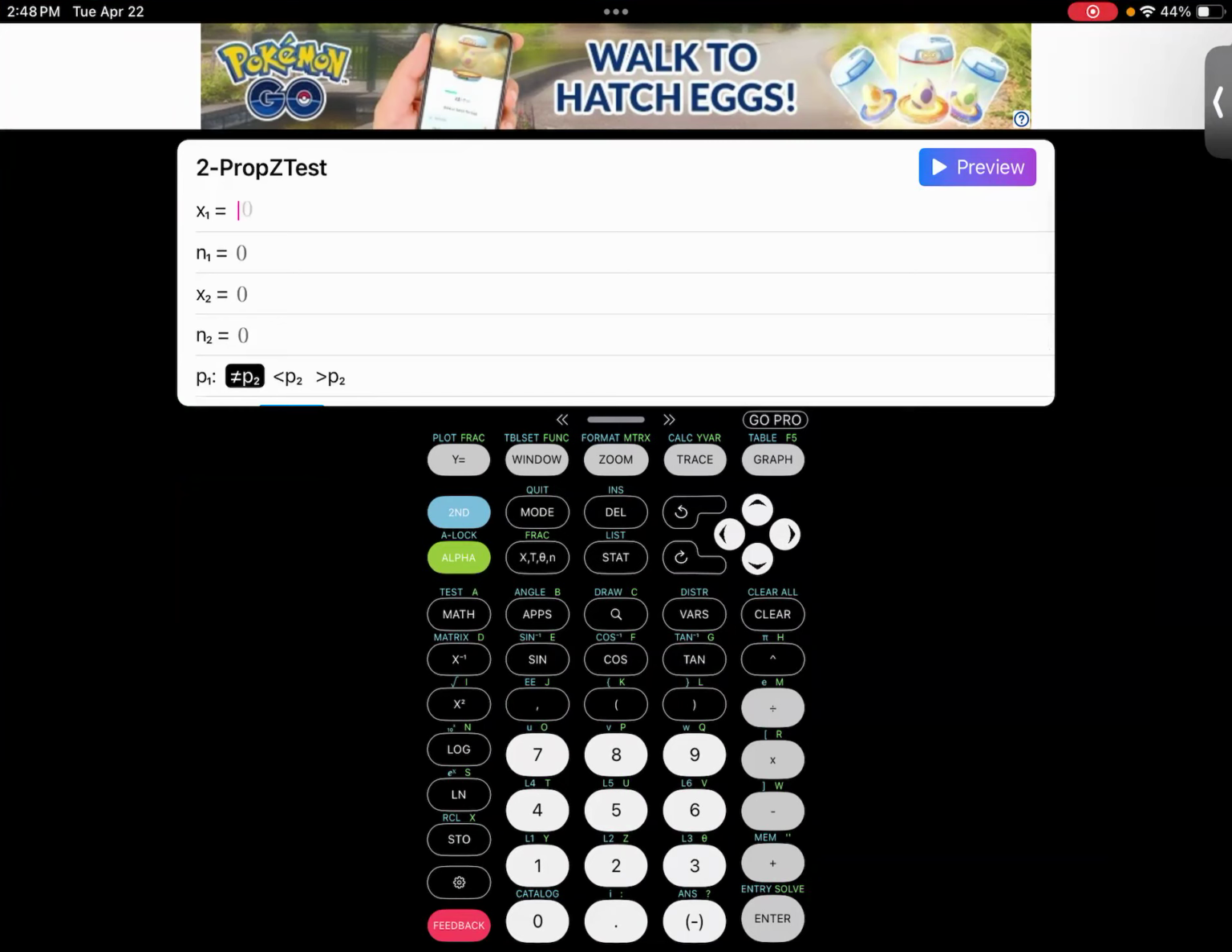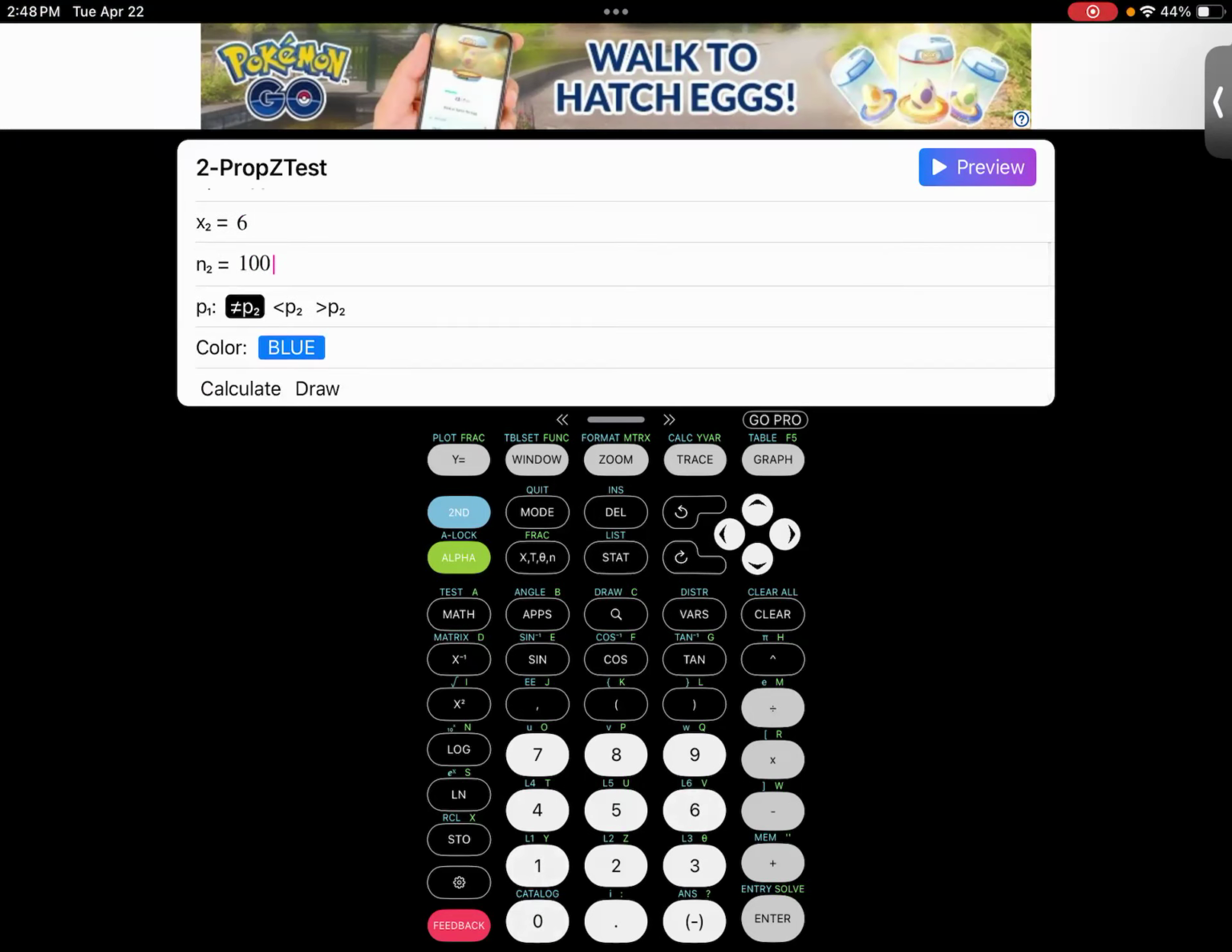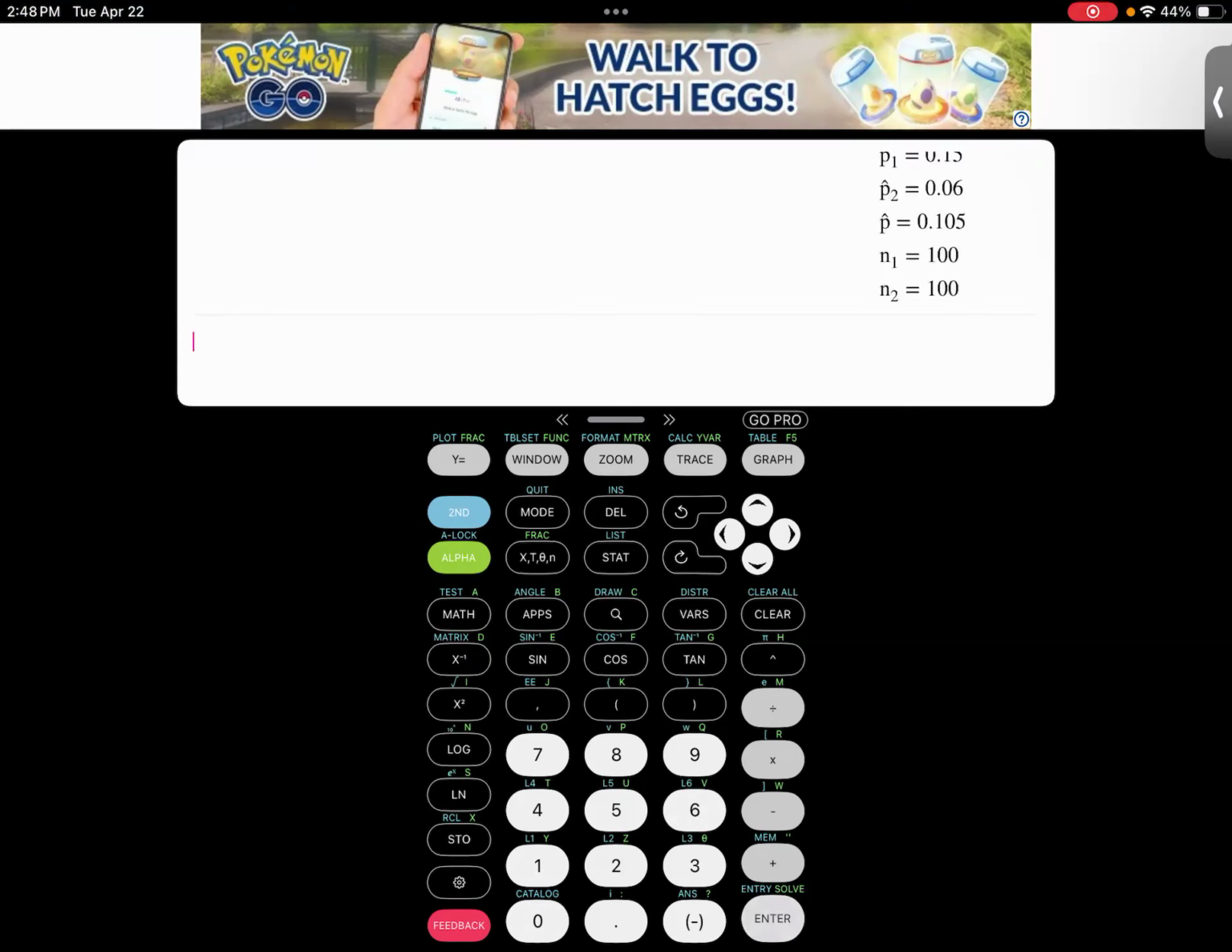X1 was talking about valve A, so that's going to be 15 valves. Our sample size was 100. X2 is talking about valve B, so it's 6 cracked valves, and also a sample of 100. Our alternative hypothesis was not equal to. That's our inequality, so we select not equal to. Then we just hit calculate and get our test statistic Z and p-value. Z is 2.08, and our p-value is 0.0379.